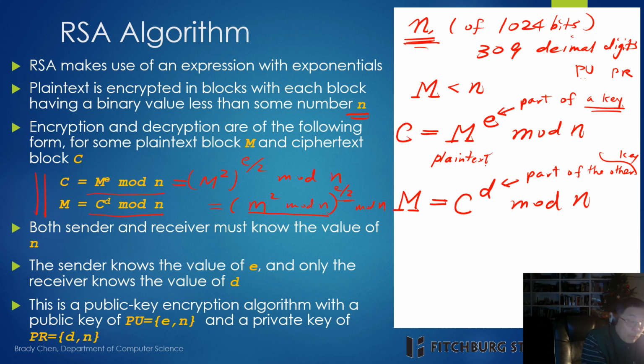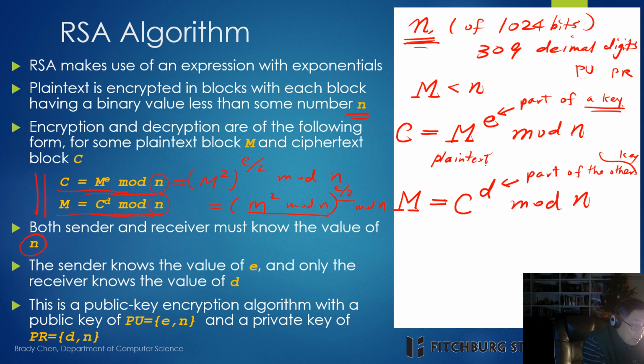Now, in order to perform this, we need to make sure the E and the D somehow satisfy certain relationships. So we can discuss these relationships. Number one, both the sender and the receiver must know the value of N, because both encryption and decryption require the modular N operation. So both sides need to know the number N, okay?